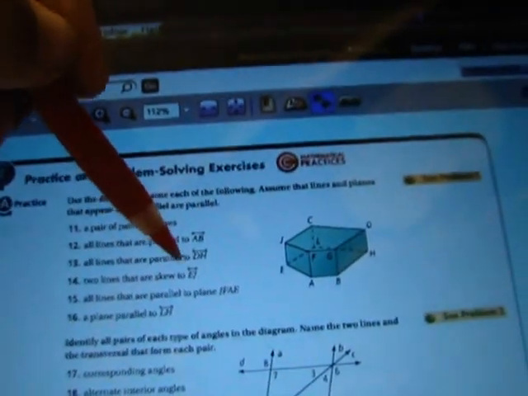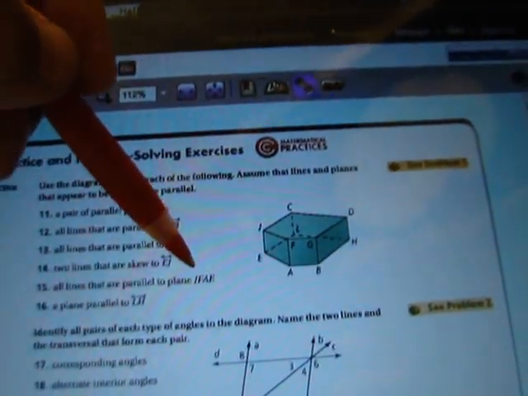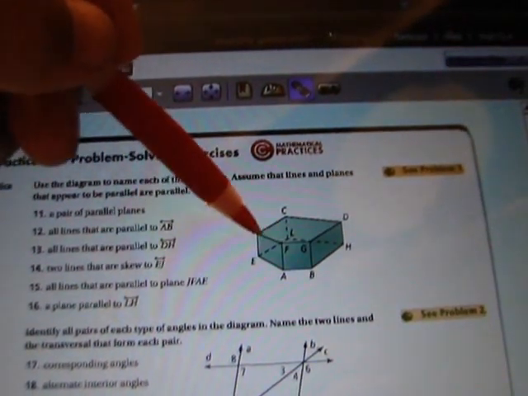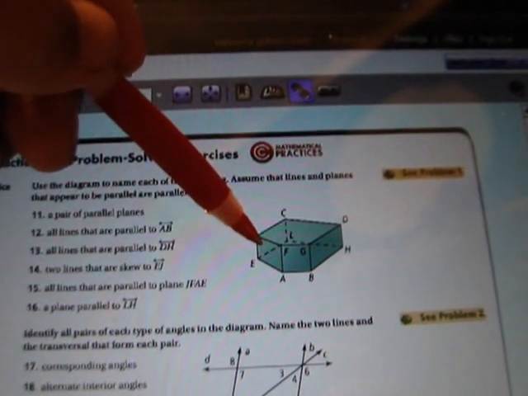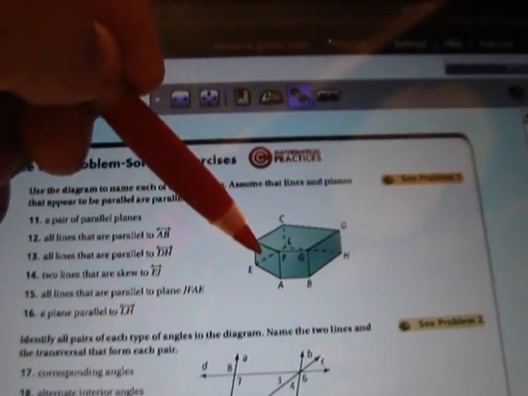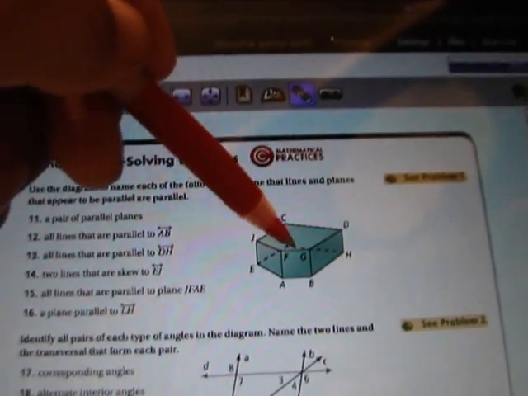All right, 15. All lines parallel to plane JFAE. Where's JFAE? Here's JFAE. So that's right here. So ones that are parallel to it will be this one, and this one, because they're parallel to the plane. That means that they will never cross the plane. So that would be GB, CL, and DH.